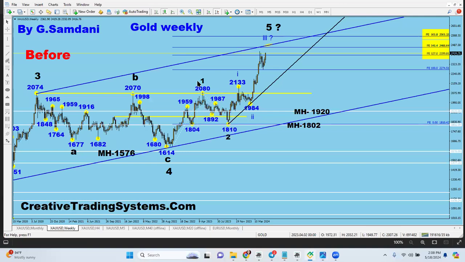Then if this is wave 1 and 2, for wave 5, then this is 1, 2, 3, followed by wave 4, and then wave 5. That will end this black count of wave 3. Then it will drop for wave 4, and then go for wave 5 to the upside again. And then that will be finishing this wave 5 of this whole 1, 2, 3, 4, and the 5. Right.